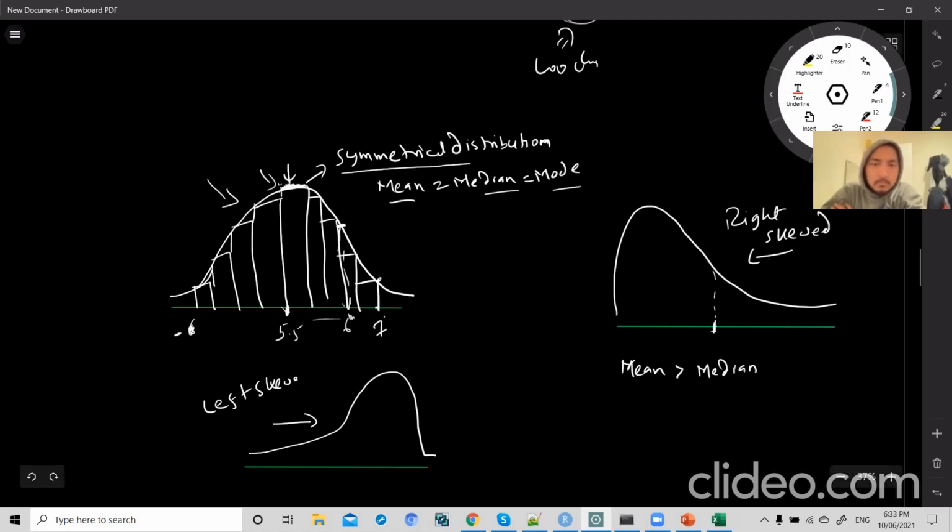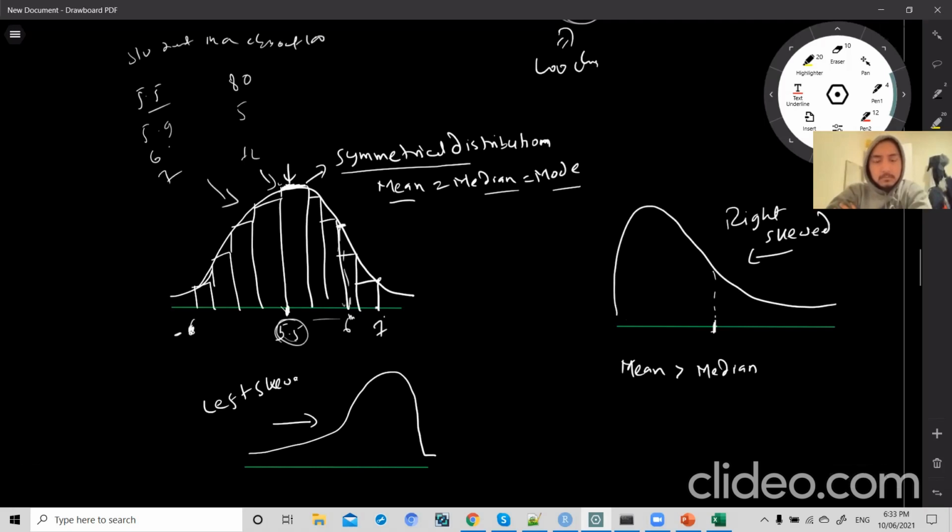So if your data is symmetrical, that means your average will always have the highest frequency. In a class, 5 feet 5 inch will always have the highest frequency. Out of 100, 5 feet 5 inch will be 80, okay? 5 feet 9 inch or 6 feet will be like 5, and 7 feet will be very rare, 1 or 2, okay? So in the real world, your average will always have the highest point, and your rare cases will always have low value, okay?